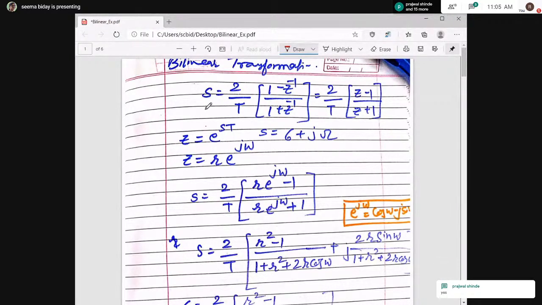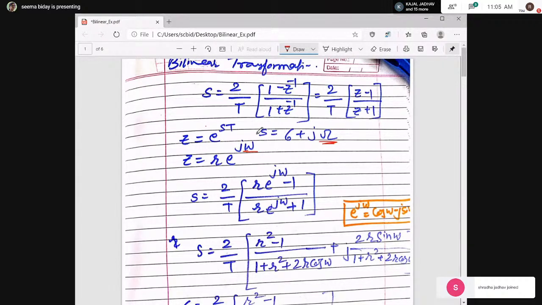So how do we write analog frequency? Analog frequency is written as capital omega. What about digital frequency? Digital frequency is written as W, right? And we know that this Laplace variable S is equal to sigma plus j omega. And the Z variable which is used in the Z transform is a complex quantity. It is r into e to the power j omega. Is this okay? These are the basic aspects.